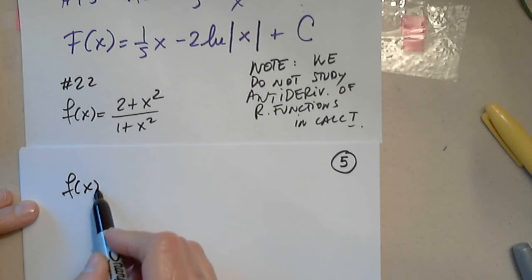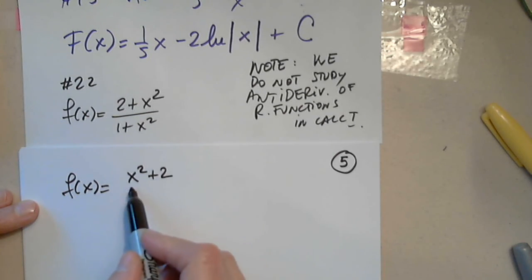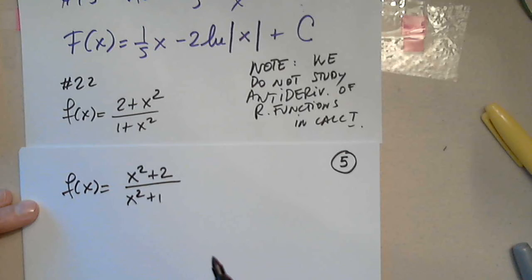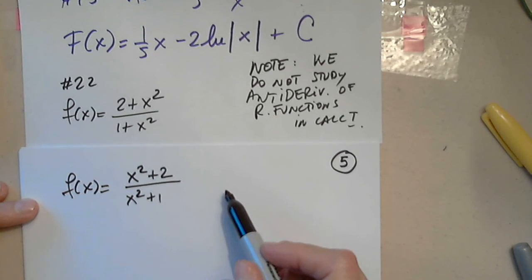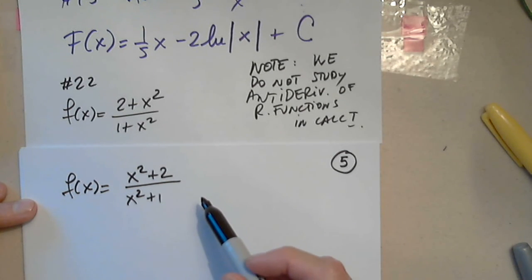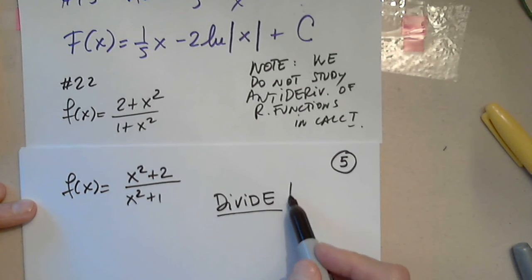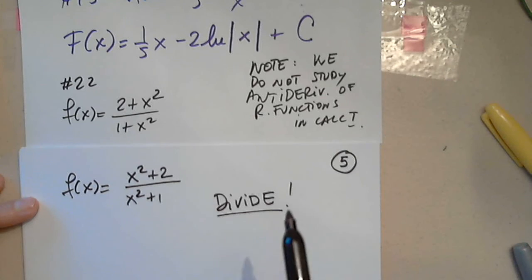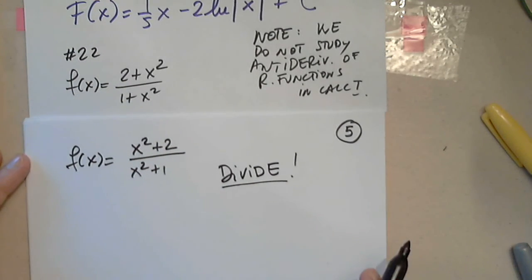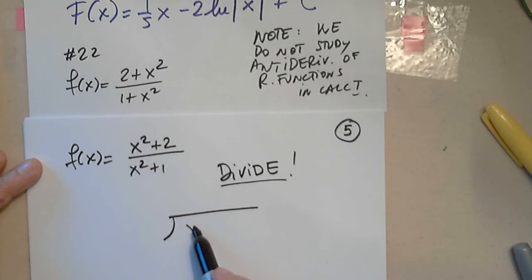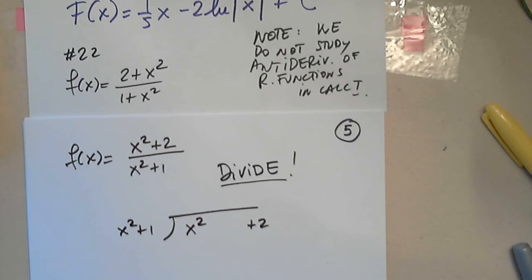So the function is basically x squared plus 2 over x squared plus 1. I am going to divide. I'm going to use long division, because we can't find an antiderivative of that, not at this level in Calc 1.